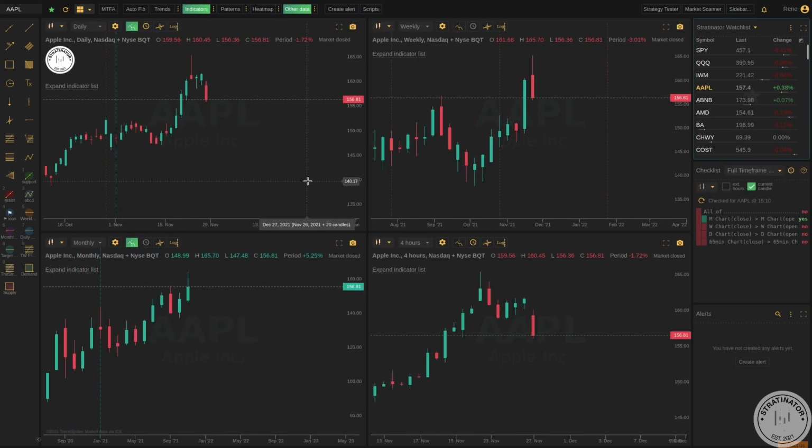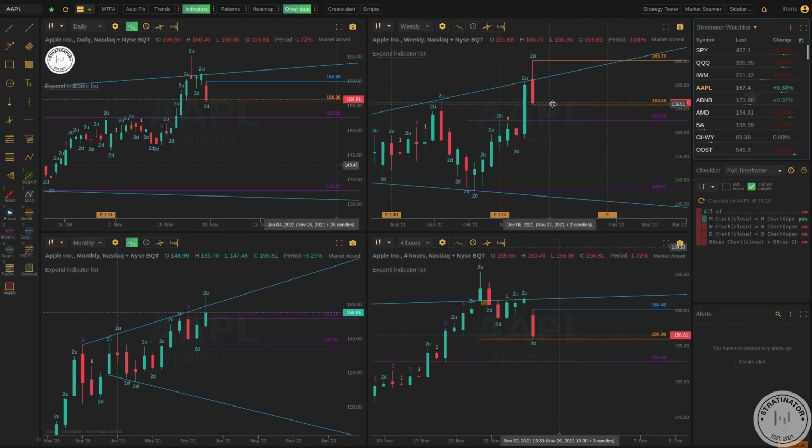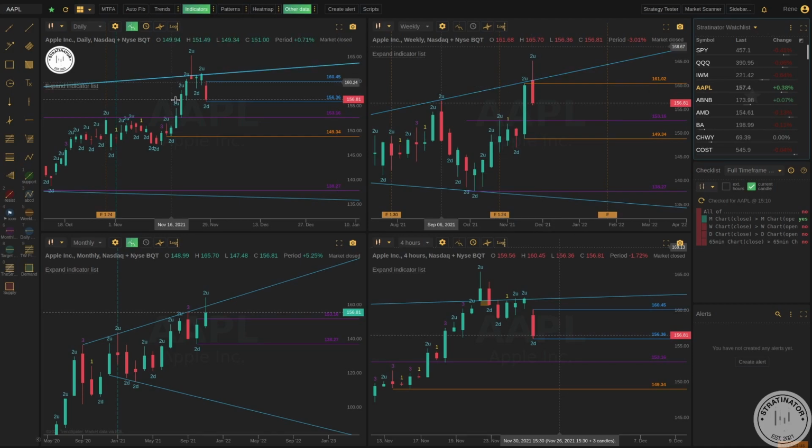On Apple, for example, there's also a two up in force on the monthly because we're trading above 153.16. Month is green, as I showed you before, on the full time frame continuity scanner. But we are red on the week. And if we draw this back to, like, my setup was on Friday, you will see that we had a two up, but it got rejected at 165.70, just the high of the last week, the Thanksgiving week, and we came all the way down to 156.81, where we closed on Friday, the short Friday, which you also see here.